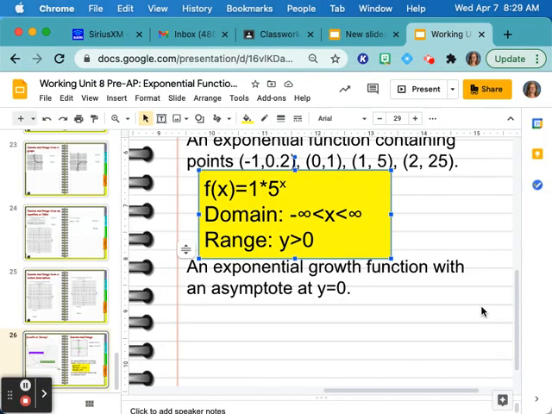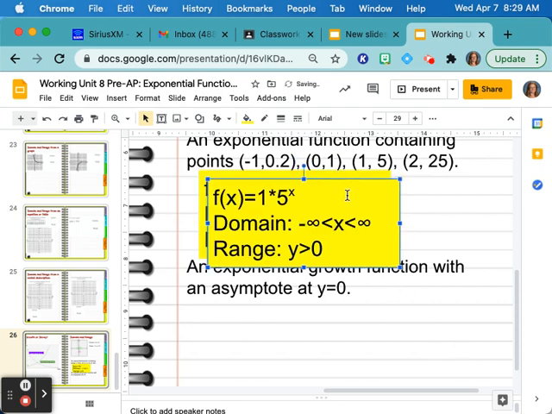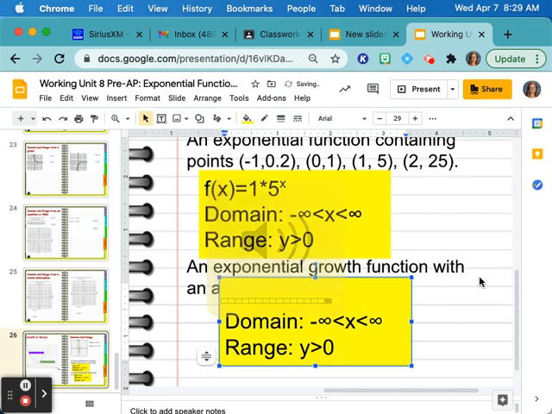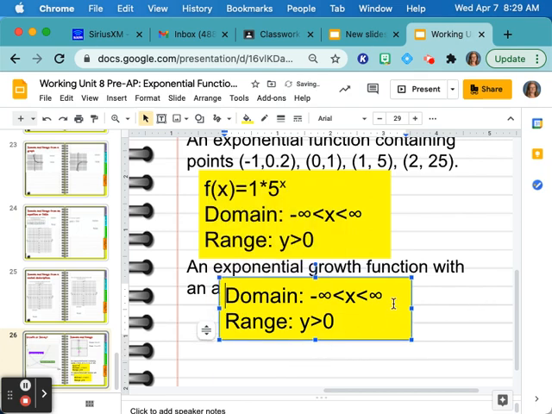What's our domain? What can the x values be? All real numbers, anything. What's our range? Yeah, y is greater than 0. I'm going to copy this, paste it down here, and then just delete the function. Okay.